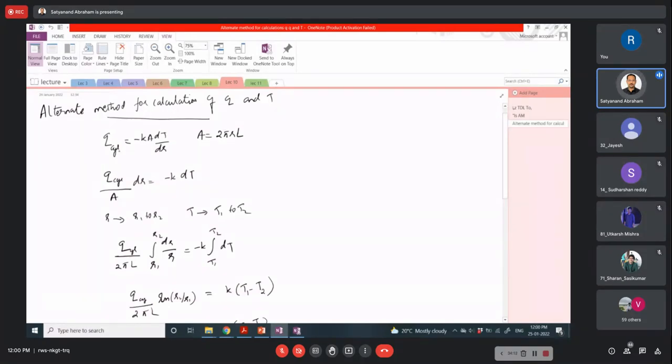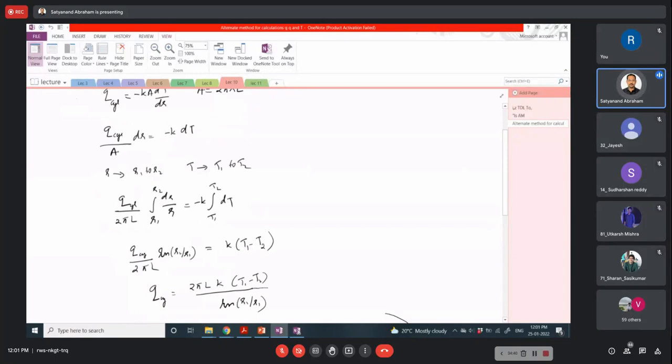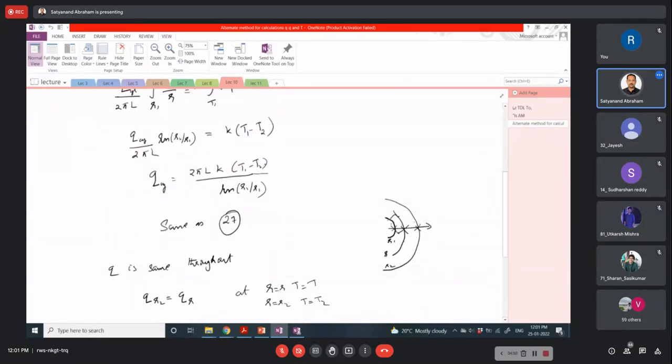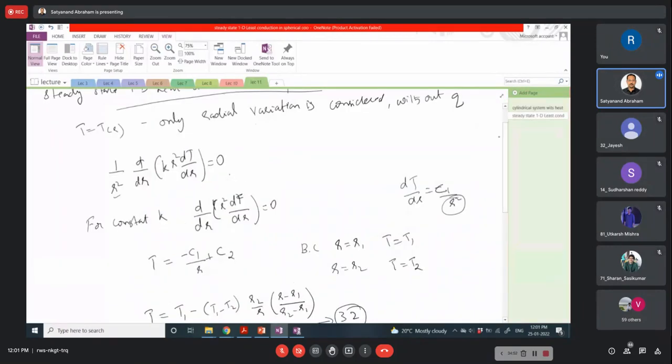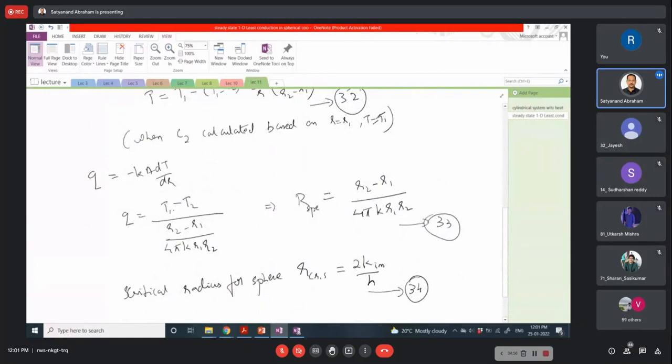Here, Q for the sphere is also going to be minus K dT by dR, but what is the area? What is the cross-sectional area for a sphere? 4 pi R square. 4 pi R square, very good. So instead of A equal to 2 pi RL, you have to give 4 pi R square. If you do these equations with the same method, you can follow. Only the difference is instead of 2 pi RL, you get 4 pi R square. If you do the integration, you are going to get this Q that we discussed now, the same as we saw over here.